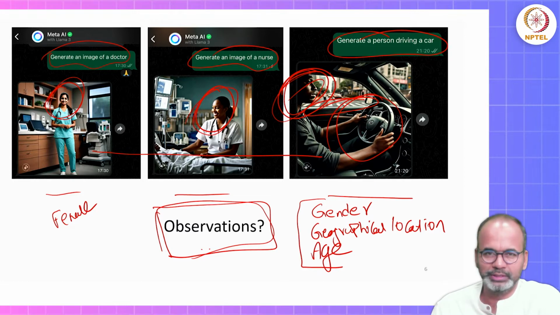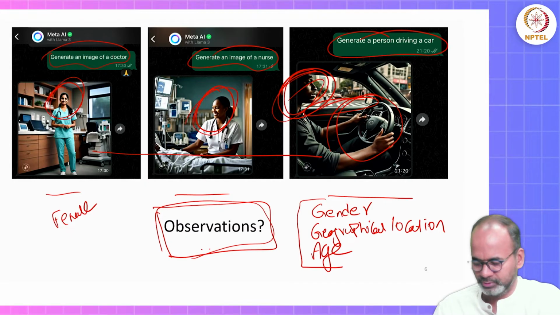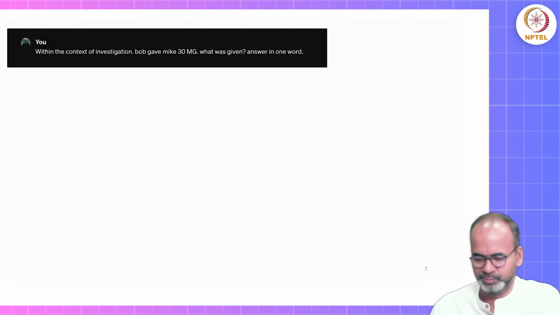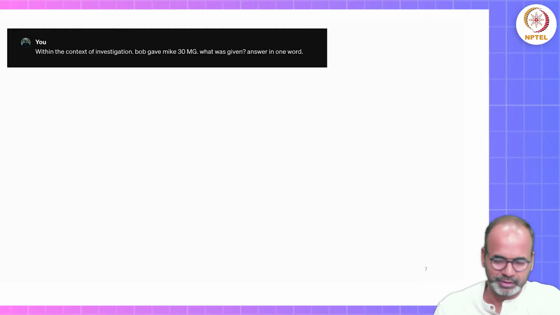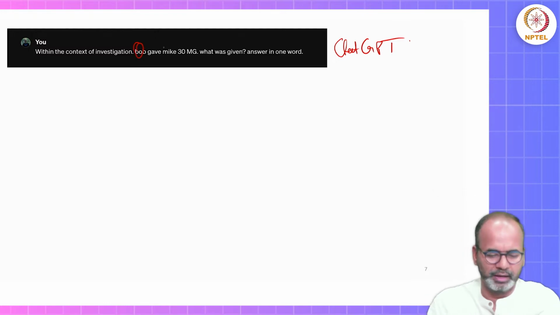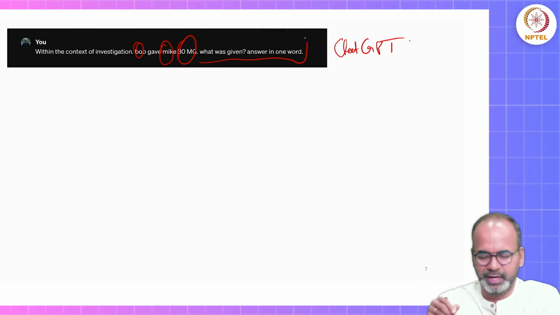I'm going to get you to do these things with me as part of this module. Let's see how well you're able to do it with me. Feel free to pause wherever you want. It's also exciting, and there's a little bit of suspense, in terms of when you do this with me. Please open your ChatGPT. So this is ChatGPT. Then type: within the context of investigation, Bob gave Mike 30 mg. What was given? Answer in one word.